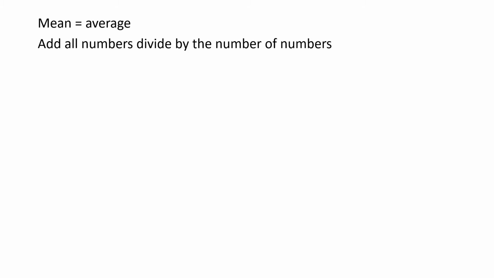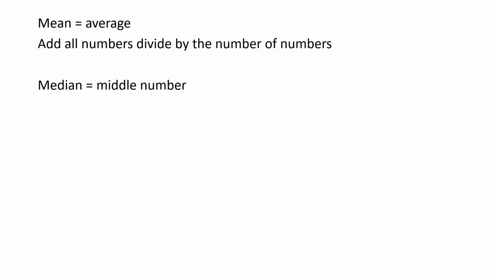Before we jump into working these, let's talk about what all of these words mean. Now, the word mean is just a mathematical word to mean average. And you guys start averaging very early on in mathematics. To average something, you add all the numbers, then you divide by the number of numbers. Okay? Median is a fancy word for the middle number.